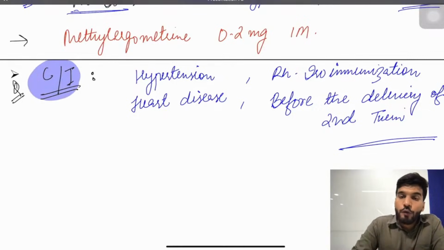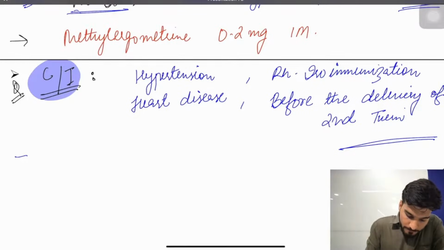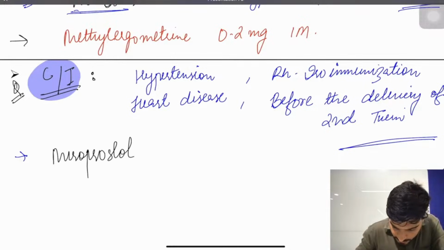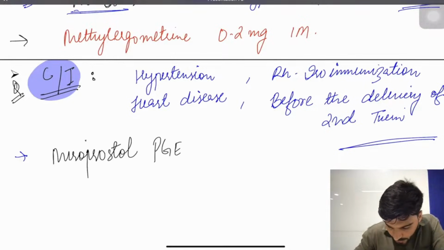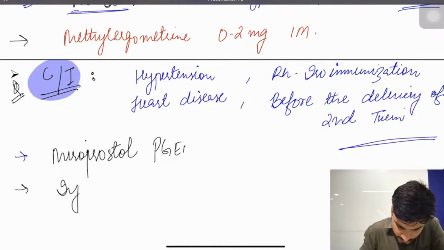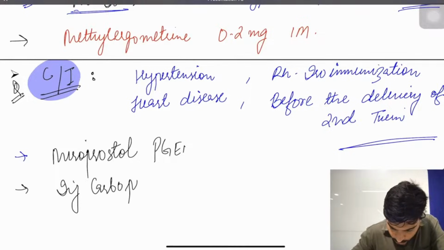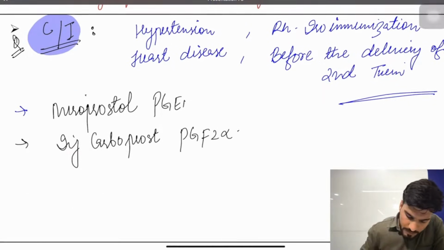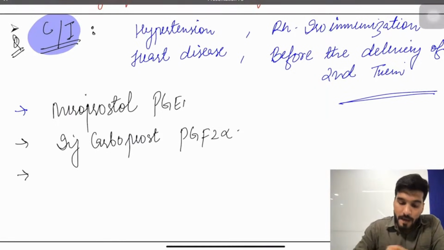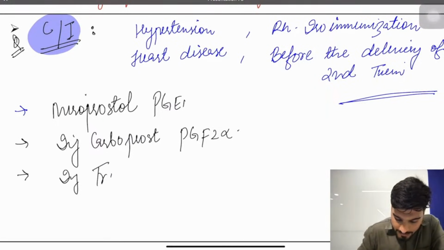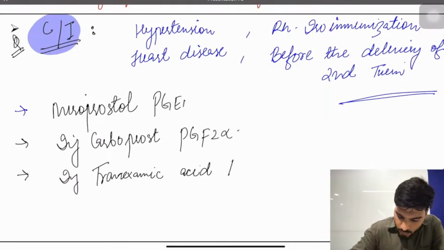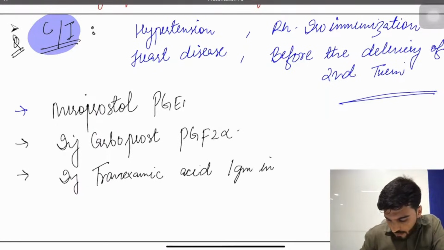Followed by that, we can also use misoprostol. Then write the other drugs. Misoprostol is prostaglandin E1. We can use injection carboprost, which is PGF2 alpha. We can also use injection tranexamic acid, 1 gram in 100 ml of NS.